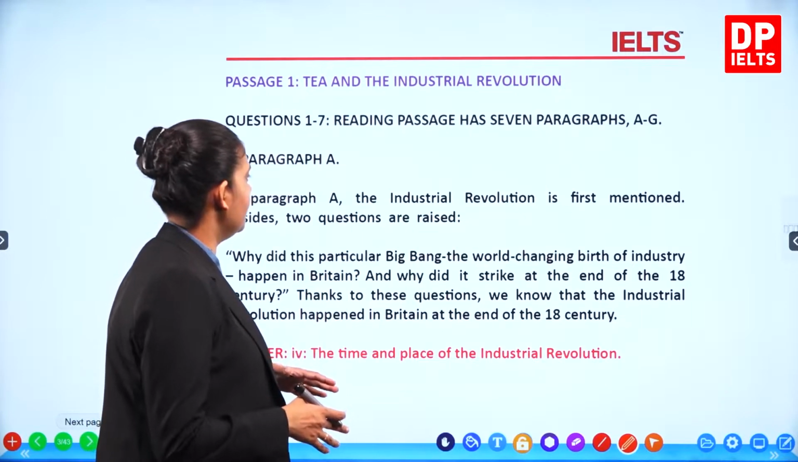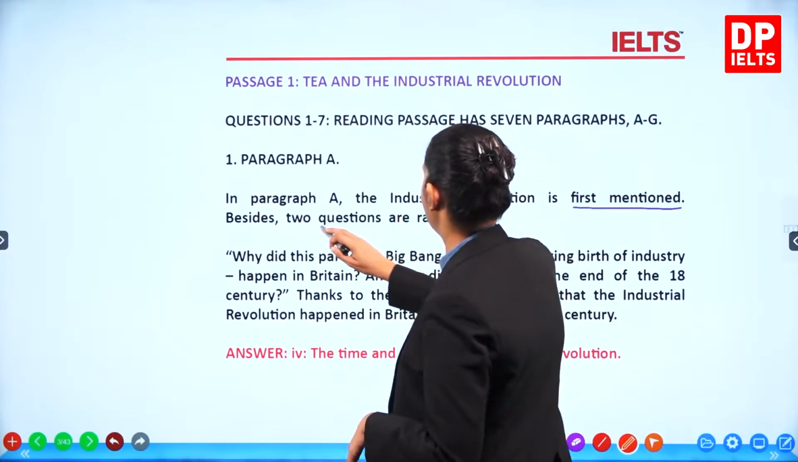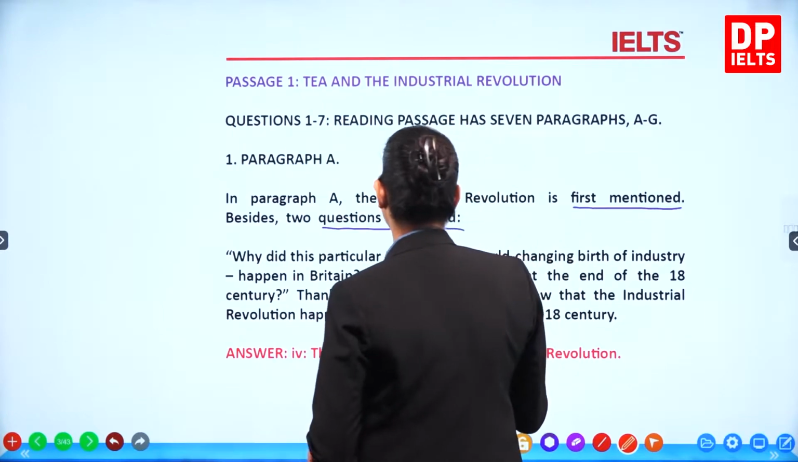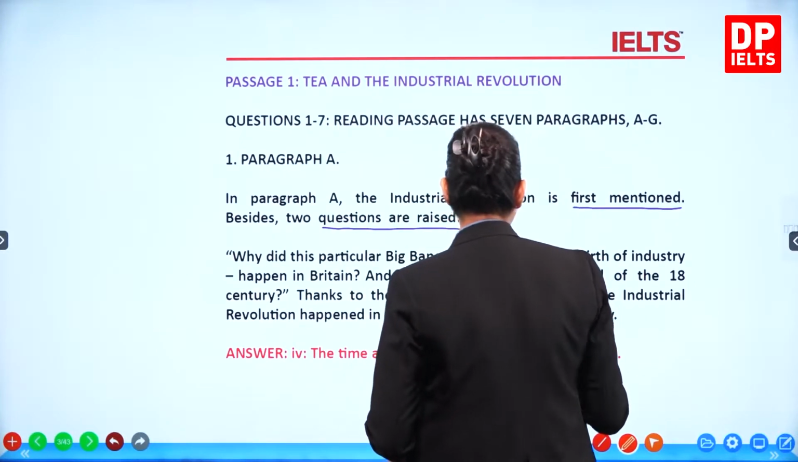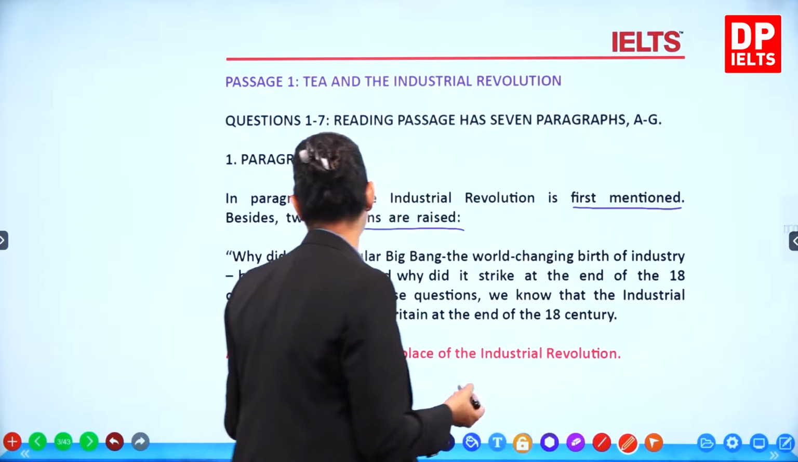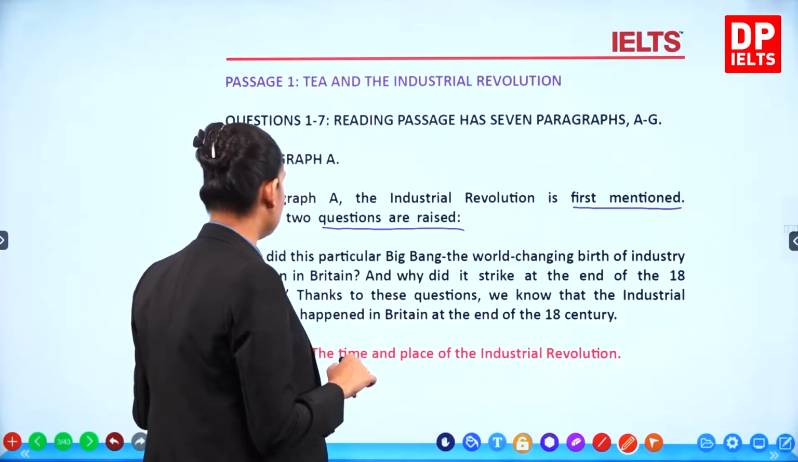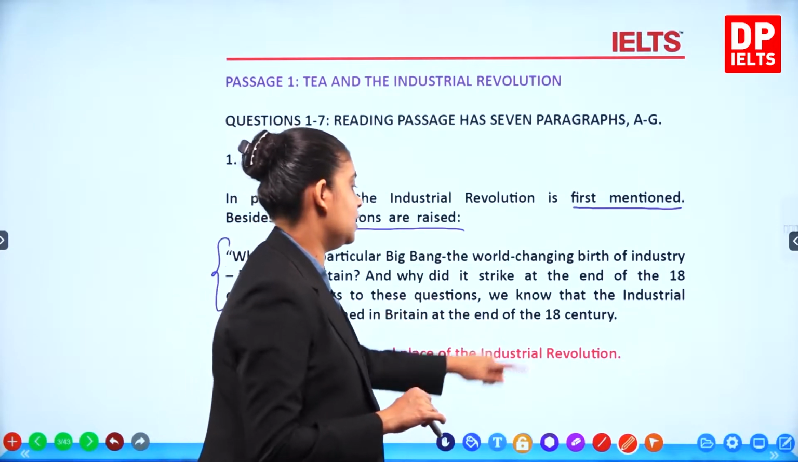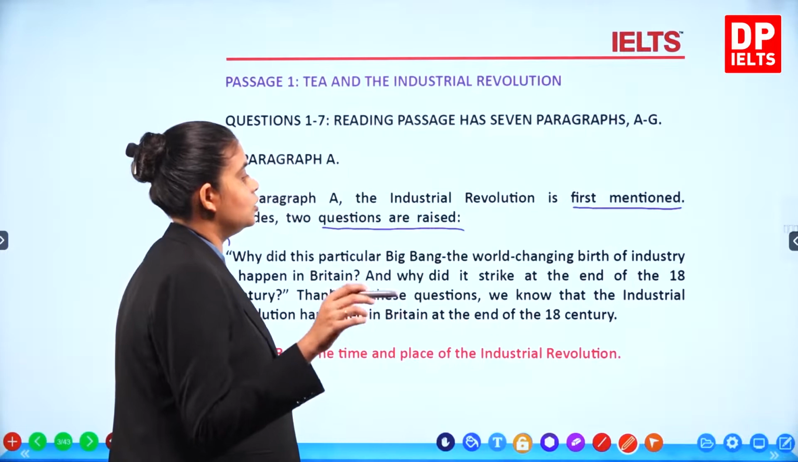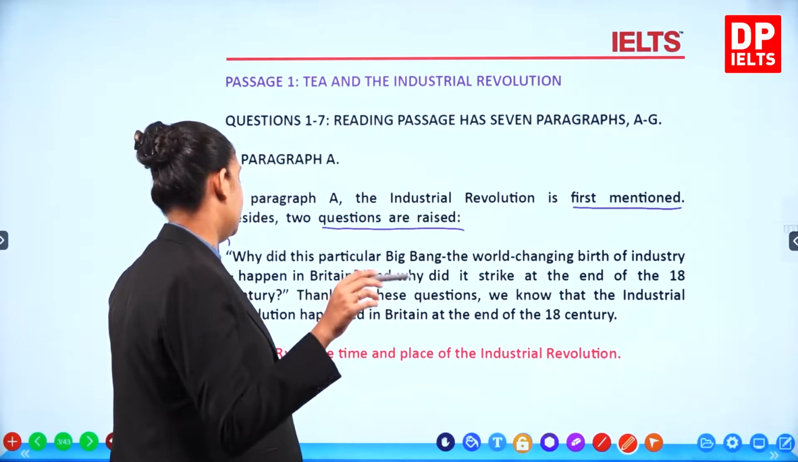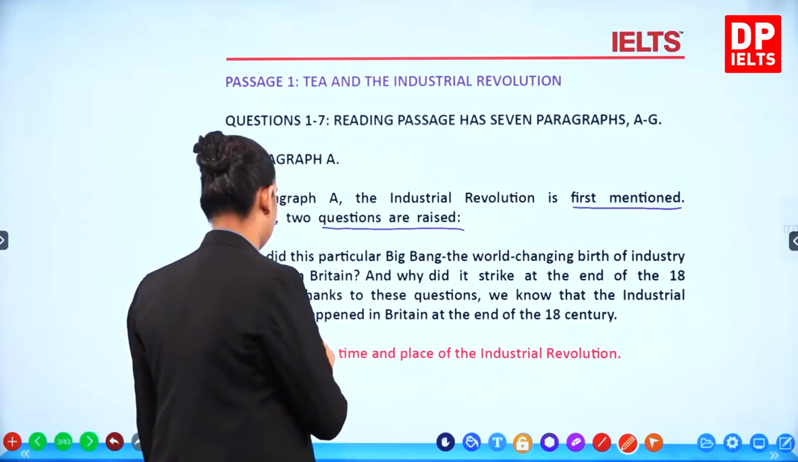In paragraph A, the Industrial Revolution is first mentioned. Besides, 2 questions are also raised. Why did this particular Big Bang, the world-changing birth of industry, happen in Britain? And why did it strike at the end of the 18th century? So here we have 2 questions. Thanks to these questions, we know that the Industrial Revolution happened in Britain, and that was the end of the 18th century. So the time and place of the Industrial Revolution, that is going to be 4.